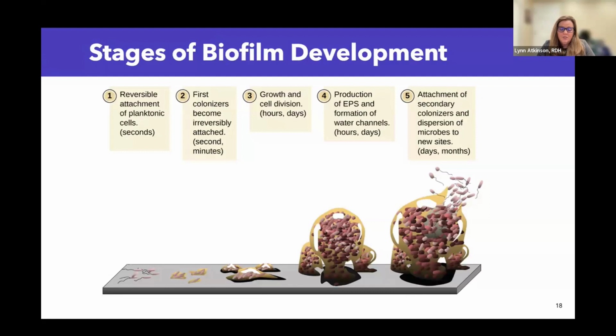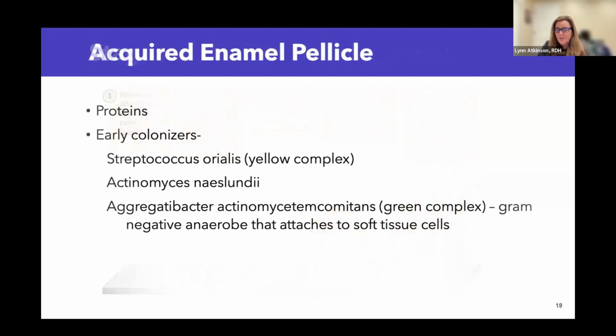The growth and cell division happens within hours or days, depending on the host. The production of that EPS and formation of those water channels can also happen within hours or days, again depending on the host. The attachment of secondary colonizers and dispersion of the microbes into new sites can happen in days or months. So all of these bacteria can adhere to these areas, but sometimes they aren't necessarily pathogenic. They live in a symbiotic relationship.